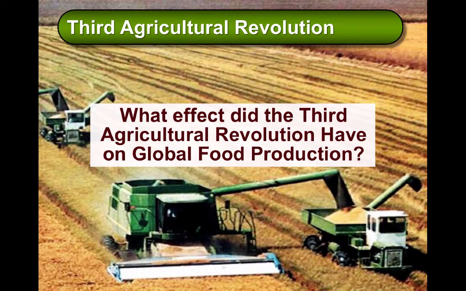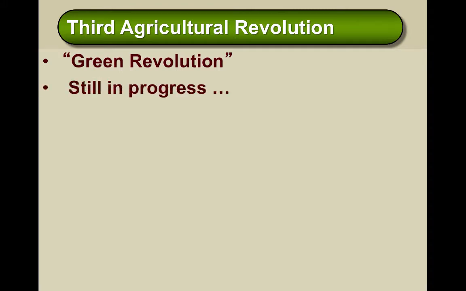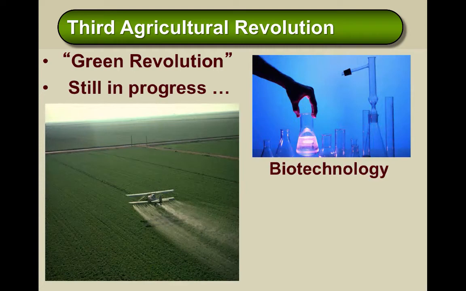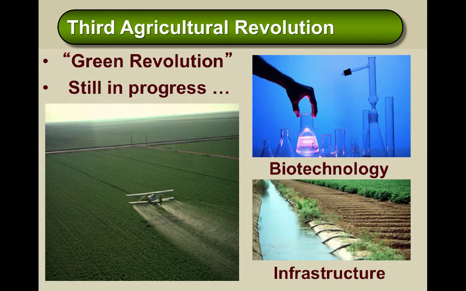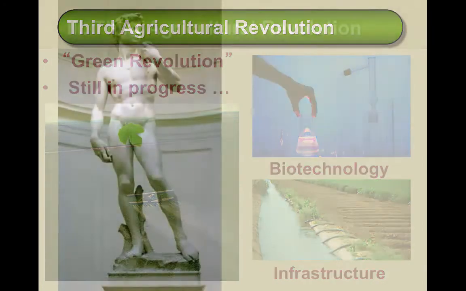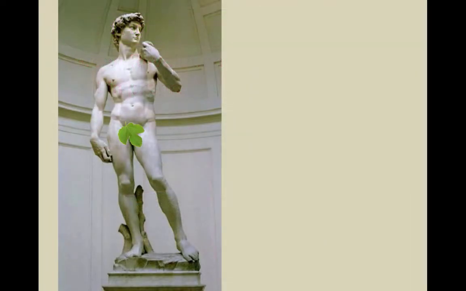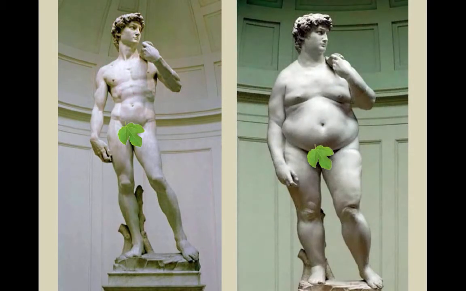The Third Agricultural Revolution, which is often synonymous with the Green Revolution, began as a result of a series of research, development, and technology transfer initiatives beginning between the 1940s and 1960s. In many respects, it is still in progress and has mainly focused around biotechnology and the development of modern infrastructure such as irrigation canals. So we'll be taking a look at how the world went from this to this.